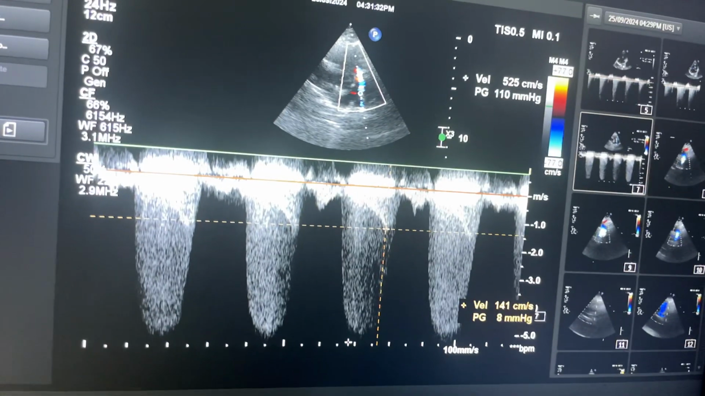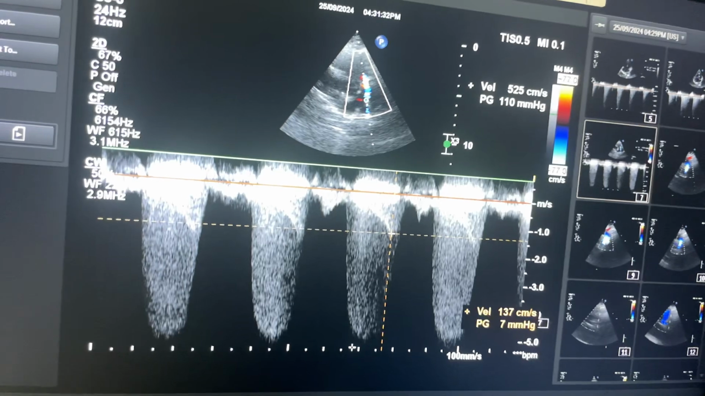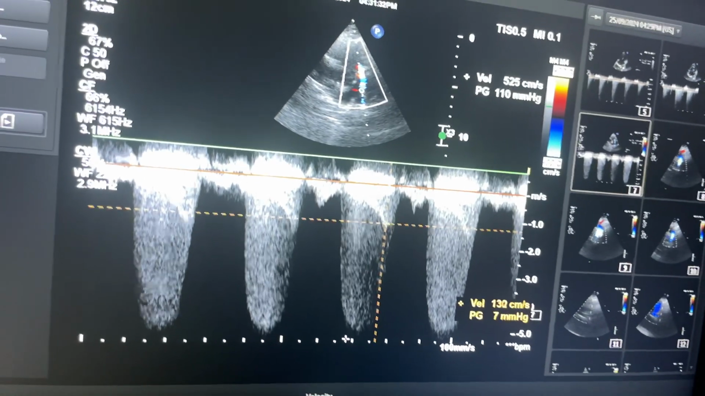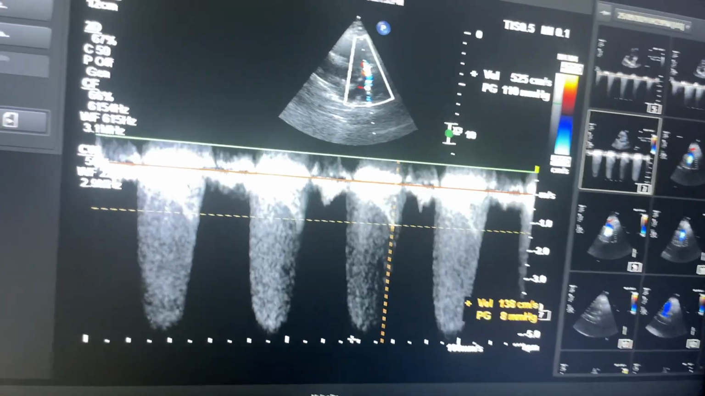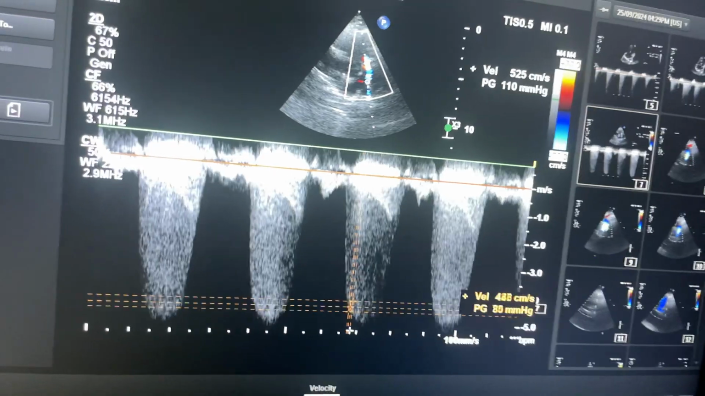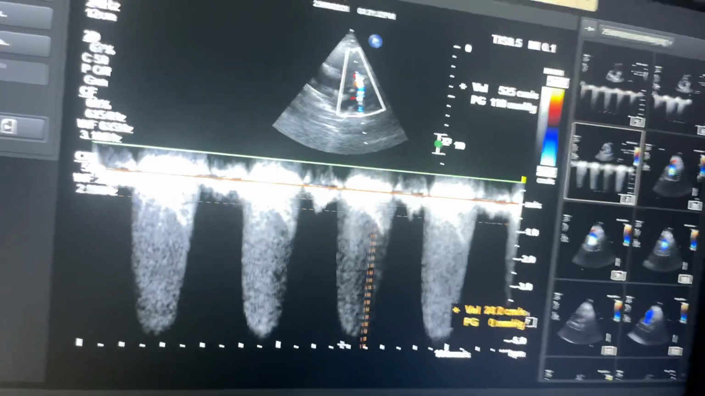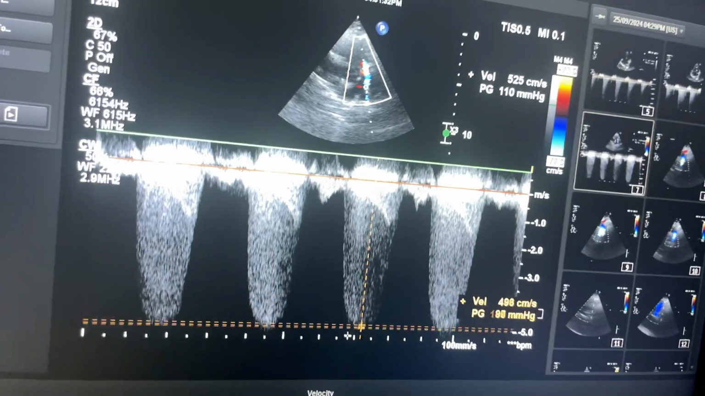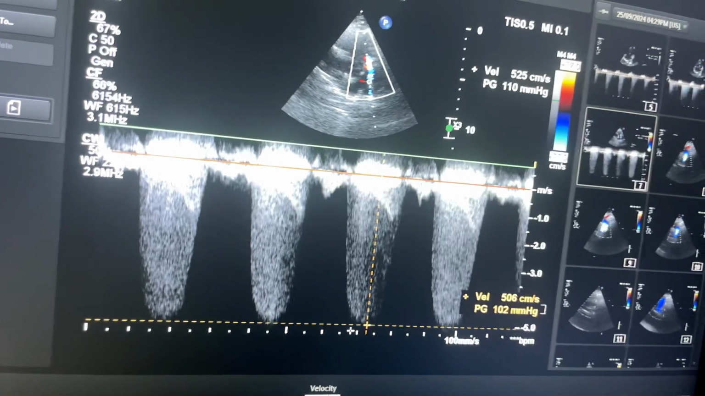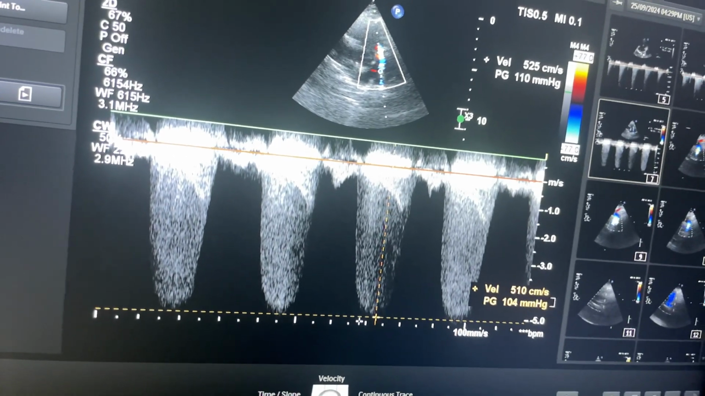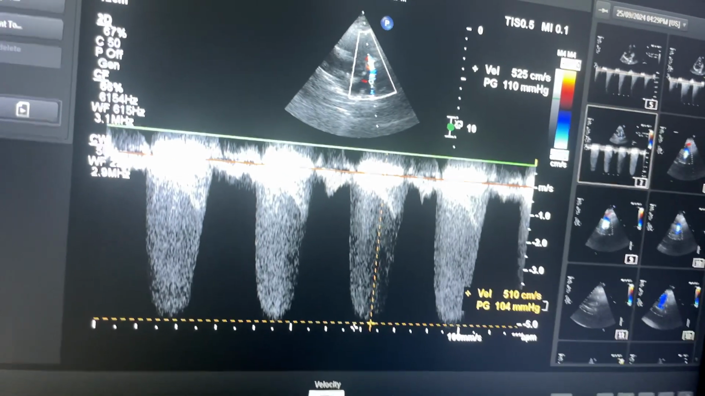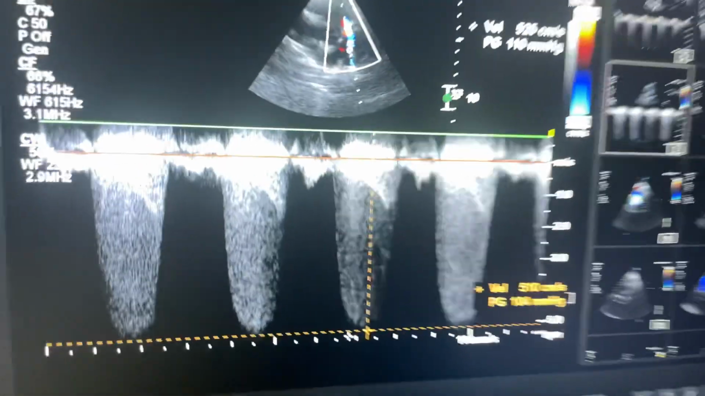You can see this velocity, that is almost normal. So there is no significant subpulmonary or valvular obstruction. You can see this is the flow before obstruction, and this is the flow with obstruction. So gradient wise is very high. This much gradient. Now you can see the gradient.